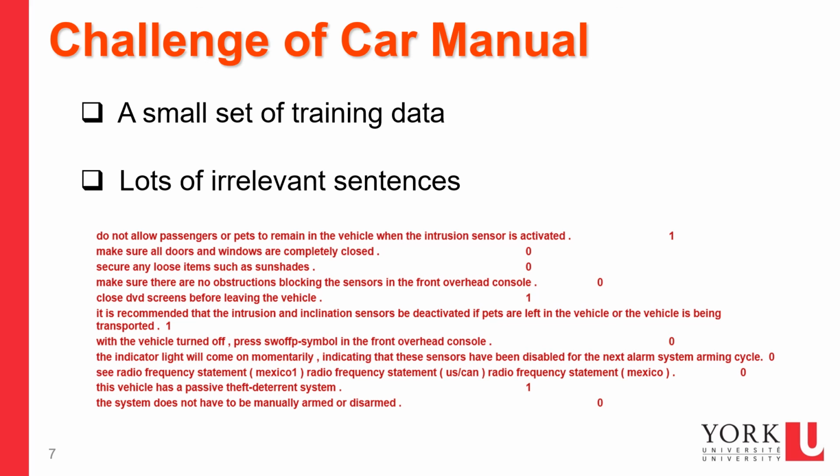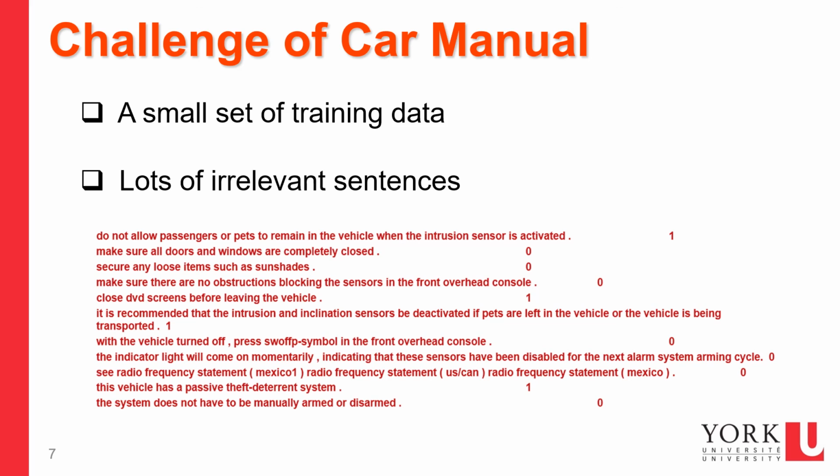There are two main challenges with the car manual data which we have for the Inago company. First of all, we know the sequence model needs lots of training data to train very well. But in the car manual we have a small training set, so the sequence model cannot train very well and cannot generate very good questions. Another problem with the car manual is that there are lots of irrelevant sentences, so before we generate the question, we have to remove all irrelevant sentences and just use the important sentences as question worthy sentences for generating better questions.